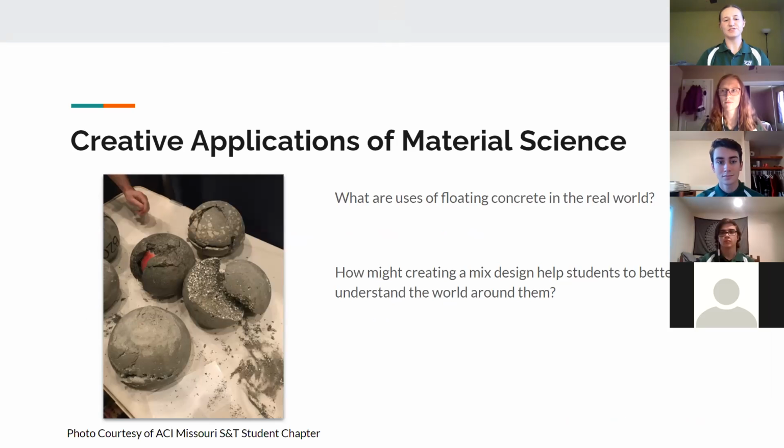So our last point is the creative applications of material science. Students would need to consider what materials they'd be using in their floating concrete. For example, this picture is of a past ACI bowling ball competition, and you can see here that we have used small styrofoam beads. That would have been to keep the density of the bowling ball low and to keep the weight down. Something similar could be used in a piece of floating concrete. Other materials that could be used would include glass, polymers, fibers. So really any other types of materials that students could experiment with.